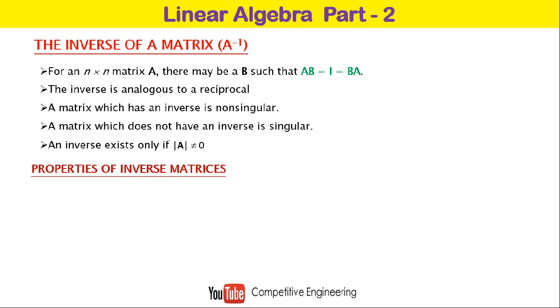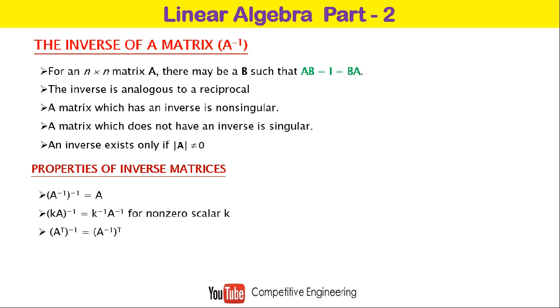Okay, then properties of inverse matrices. A inverse into whole inverse, that is, first we find the A inverse, then again find the inverse, we will get the original matrix itself. Then K into A whole inverse, where K is a scalar: we multiply the matrix A with a scalar K and find the inverse, which is equal to K inverse into A inverse, or A inverse by K, for non-zero value of K, because 1 by K is coming, so K should not be 0.